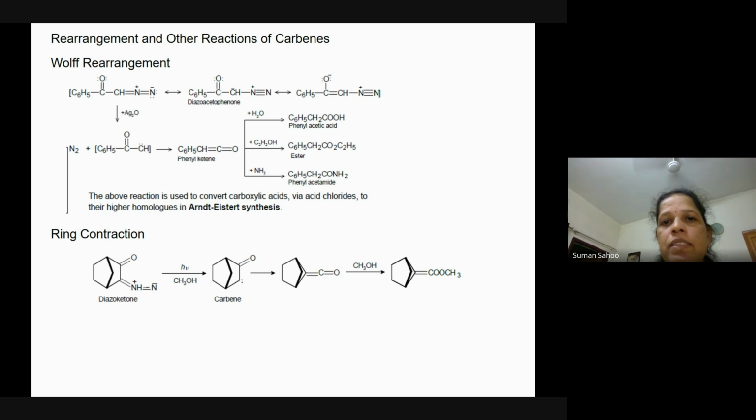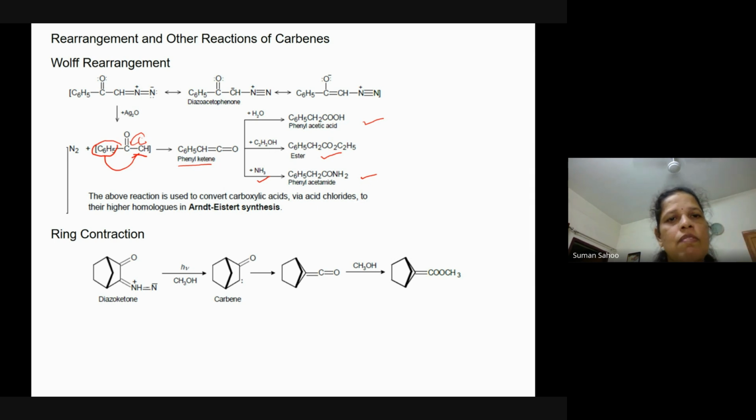So when carbenes, okay, we have this carbene. Next what happens, from this diazoacetate, this one will be rearranged to this one, and you get a ketene, phenyl ketene. Now this phenyl ketene reacts with water to give you phenylacetic acid, or an ester when it is reacted with alcohol, or with ammonia to give you an amide. So this reaction is actually the Wolff rearrangement.